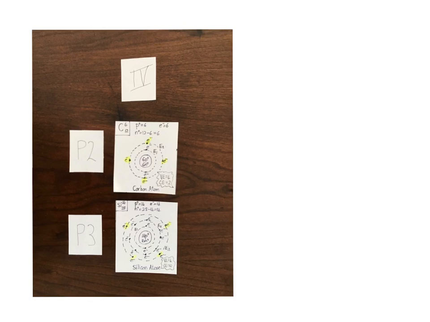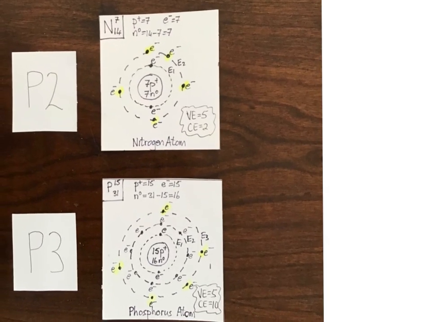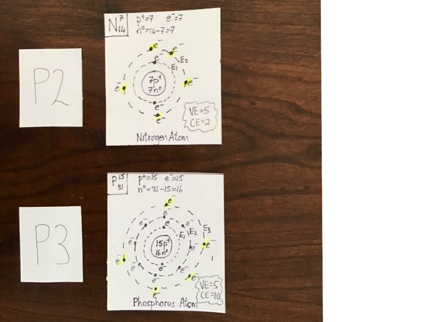Group 4 has atoms that have 4 valence electrons in the outermost energy level. Group 5 has atoms that have 5 valence electrons in each of the atoms in group 5. As we can see, the amount of core electrons varies because, as you'll see just now, these atoms are in different periods.